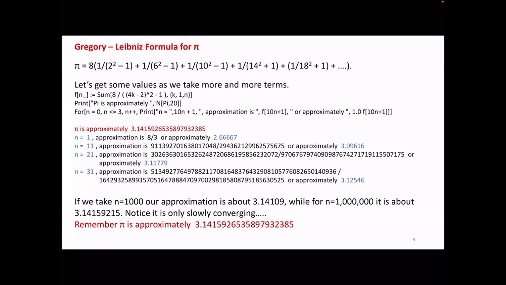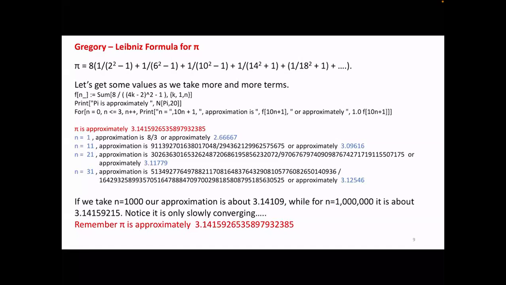So when n equals 1, the approximation we get is 8/3 or 2.6. Okay, not so great. When n equals 11, we get a nice rational approximation, with very large denominators and numerators. It's about 3.09. So we haven't even gotten to 3.1 yet. At 21, we do have 3.11779. At 31, it's 3.125. So at 31 terms, and remember, this is really the same as 62 because we've combined things, we still don't even have 3.14.